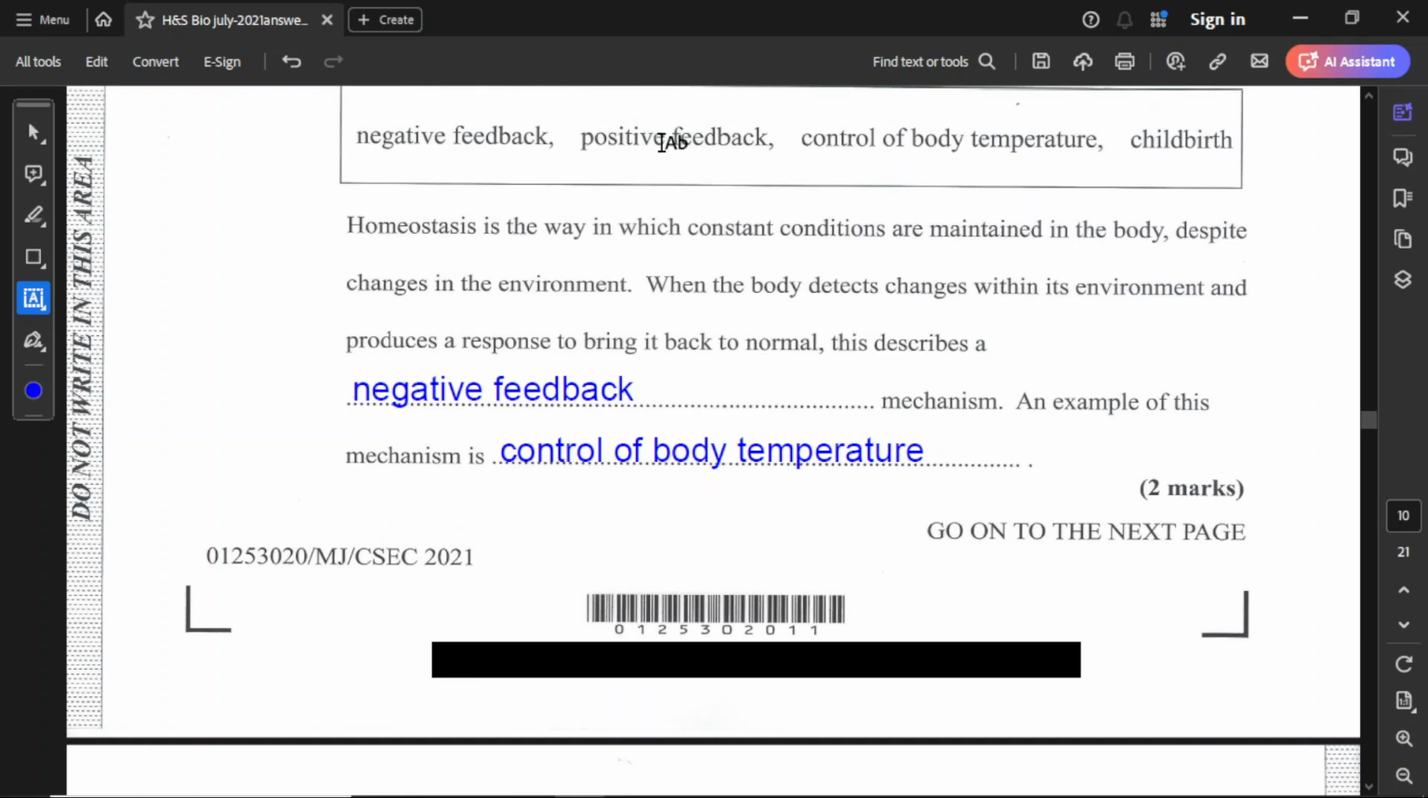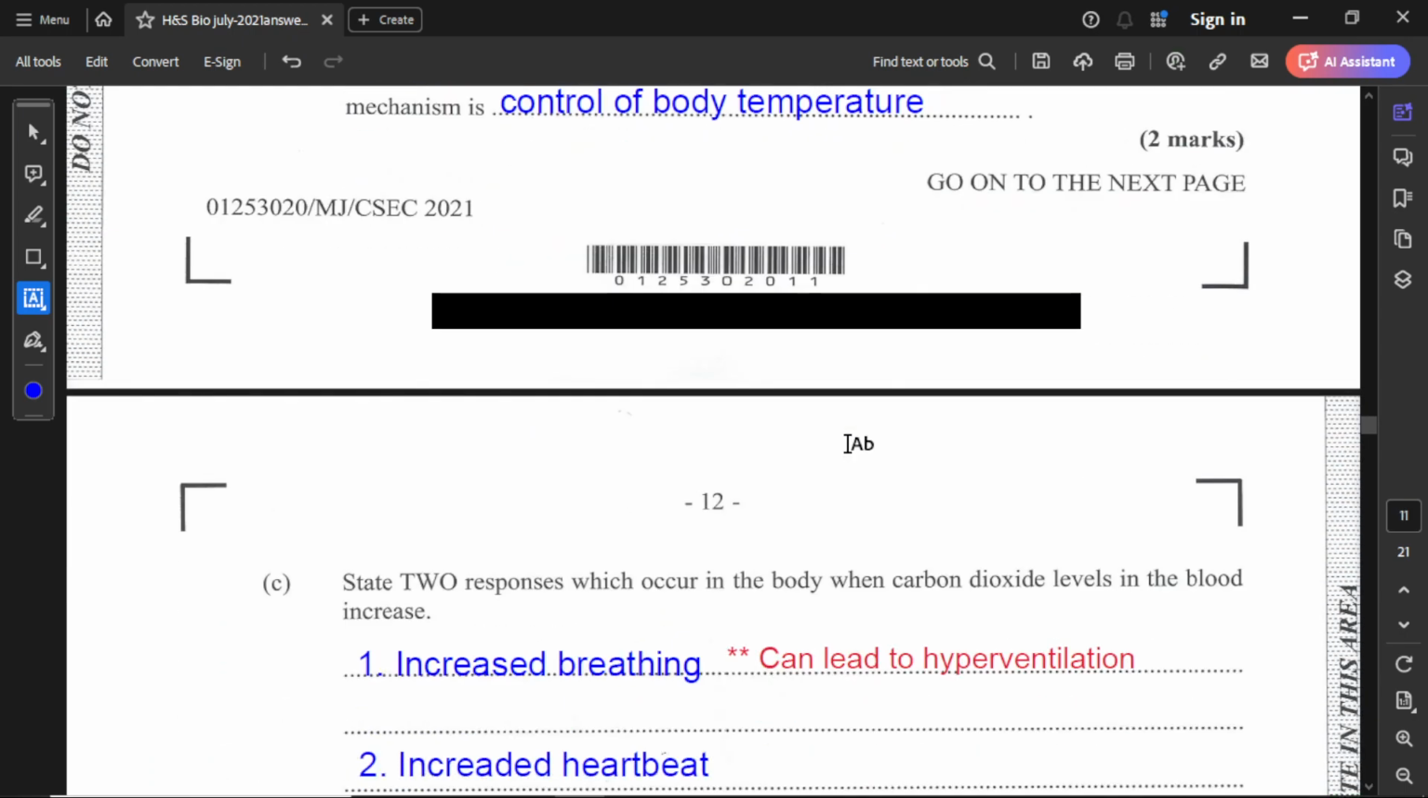Positive feedback will increase the response, just to make mention of that. It's just like milk production, which is a positive feedback. The more the baby sucks, the more milk you produce. Controlling temperature is a negative feedback. As temperature goes up too high, you bring it back down, so it's opposing. That's negative feedback right there. An example of this mechanism is control of temperature, as I mentioned. So definitely that will be your answer there.